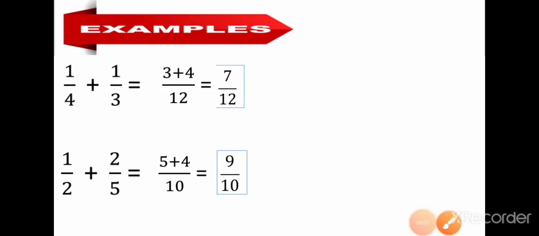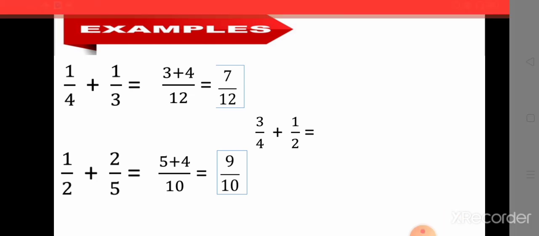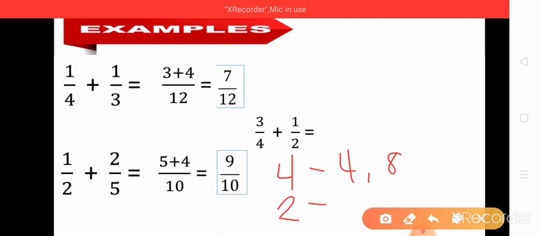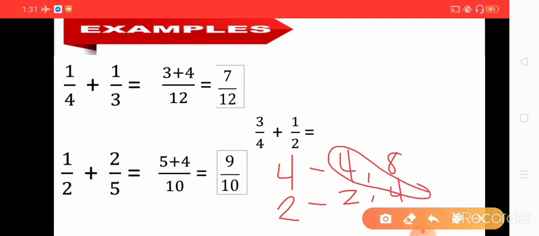So, next, we have 3 over 4 plus 1 over 2. Kuhanin ulit natin yung LCD. So, 4 and 2. Then, 4 times 1 will give you 4. 4 times 2 will give you 8. Then, sa 2, 2 times 1 will give you 2. 2 times 2 will give you 4. So, since may magkapareho ng number, stop na tayo. So, we have the LCD 4.